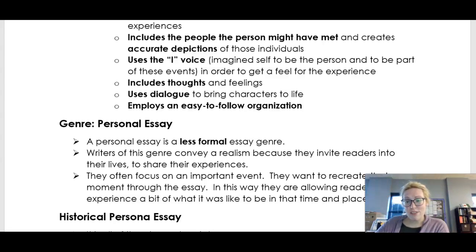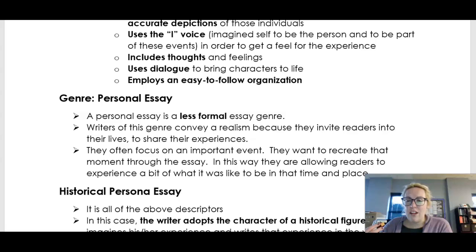This is a less formal type of essay. It's one that you can have a little bit of fun with because you can assume the persona of the person that you are going to become. You're essentially going to become that person. You are going to convey a lot of realism. You're going to invite the reader, which is me or anybody else who's going to read this, into that person's life and share their experiences.